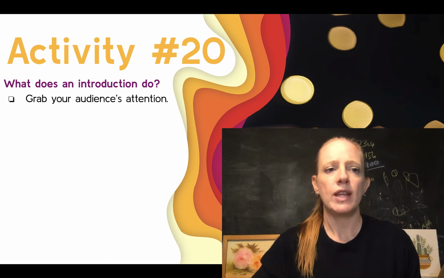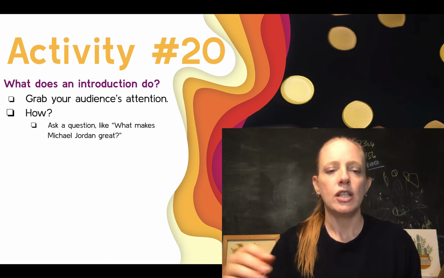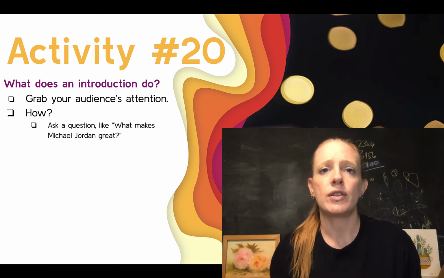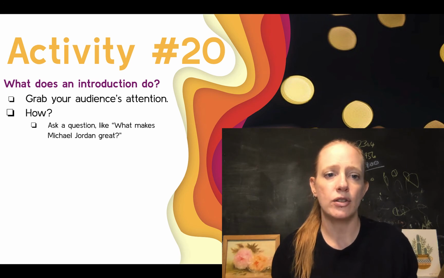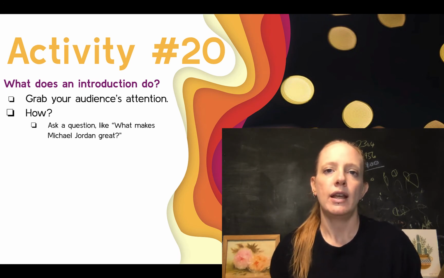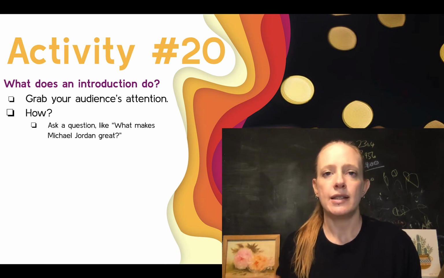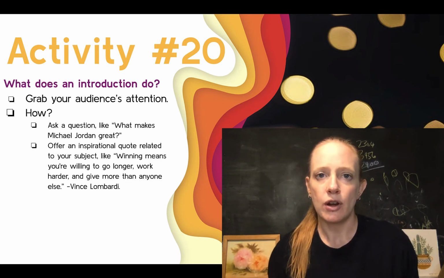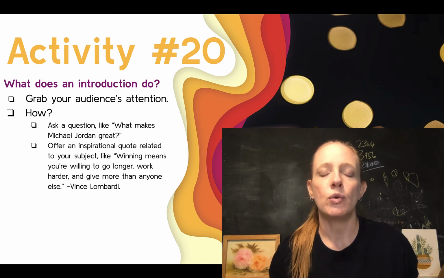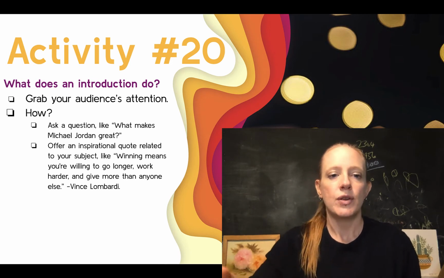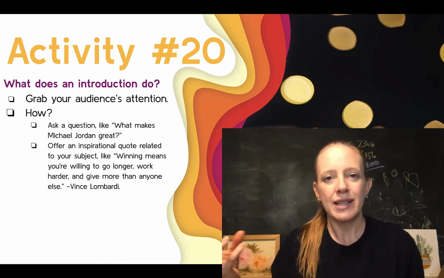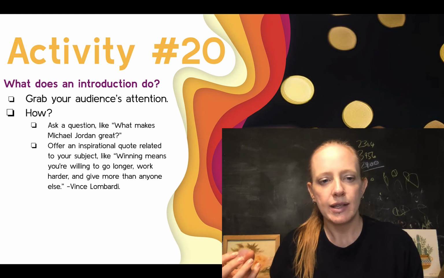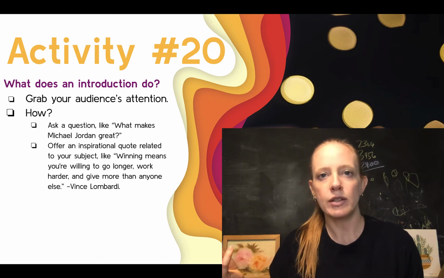So let's look at some ways that you can grab your audience's attention. You can ask a question. That's how Jeff Colvin starts his article, is he asks the question, what makes Michael Jordan great? So you can ask a question as well that ties into the topic of your speech. This is one of my students' favorite ways generally to start an introduction, is to start with an inspirational quote about the topic. So I've given one here. Winning means you're willing to go longer, work harder, and give more than anyone else. Again, it needs to connect to that idea of deliberate practice. I think you can probably see where I can talk about deliberate practice with this quote.